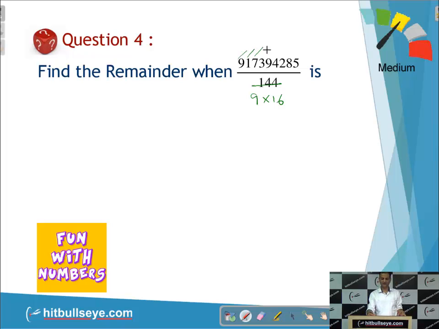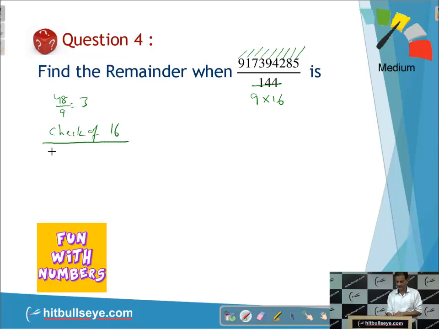9 plus 1 is 10, 17, 20, 29, 33, 35, 43 and 48. 48 when divided by 9, remainder will be 3. And what is the check of 16, students? Check of 16: last 4 digits should be divisible by 16.